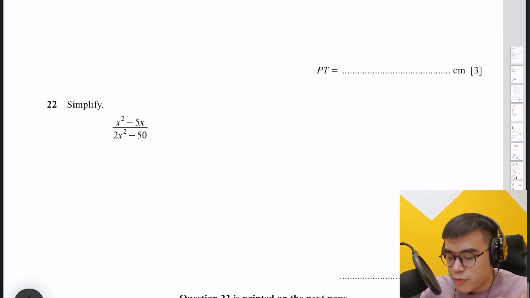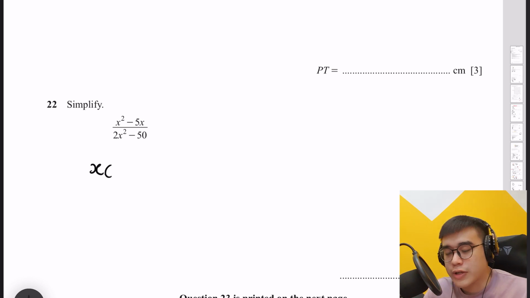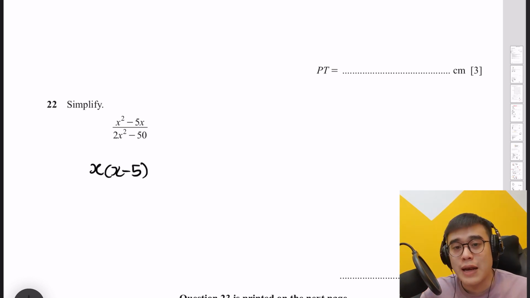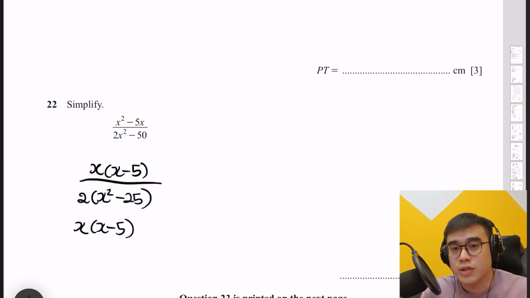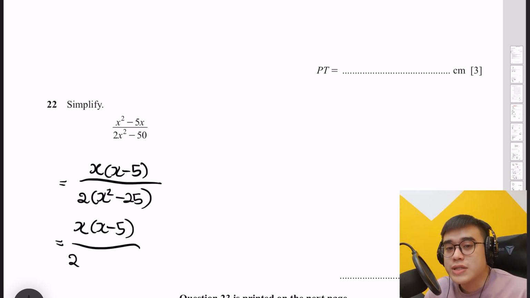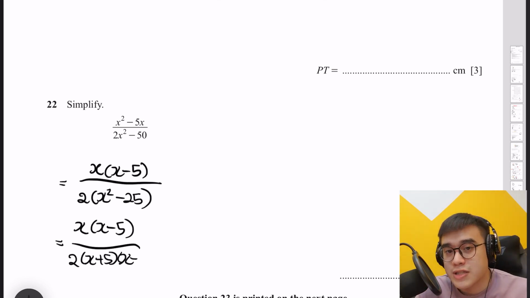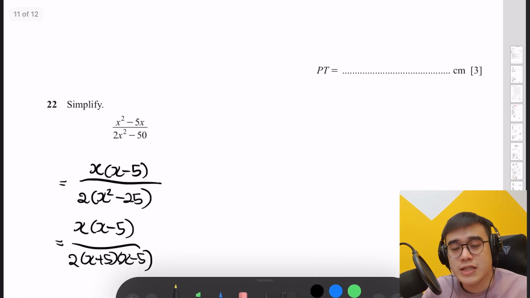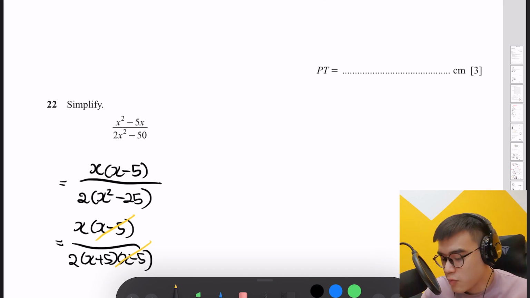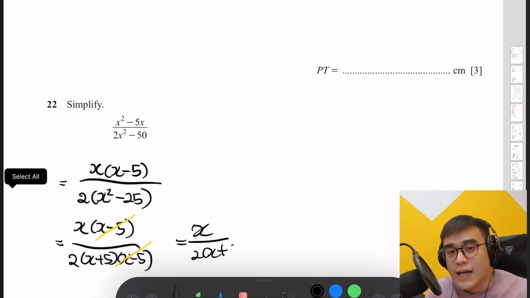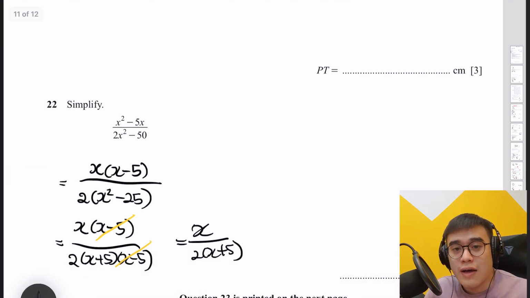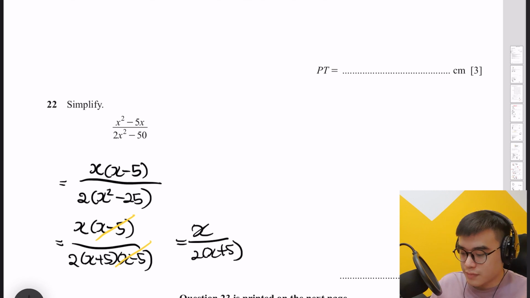For question 22, pretty straightforward. I first extracted x from the numerator. I get a balance of x minus 5. As for the denominator, I extracted 2. I get x squared minus 25 for the denominator at the moment. So this x squared minus 25 can be further simplified into x plus 5 and x minus 5. And I proceed to cancel off whatever was repeating, which is the x minus 5. So you will get x over 2 times x plus 5 as your final answer.